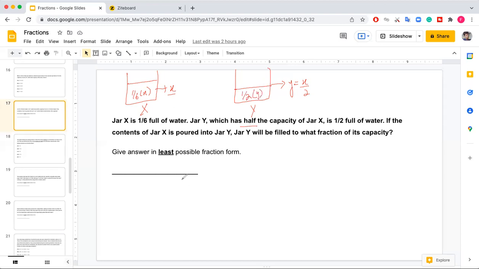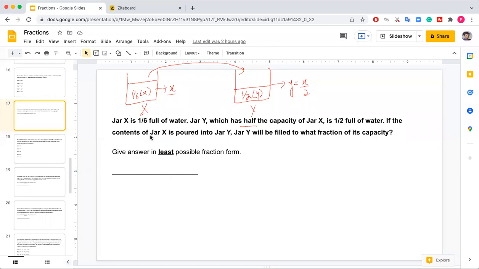Okay, so the next part is: if the content of jar x is poured into jar y, jar y will be filled to what fraction of its capacity? That's the question, right? Okay, so what should we do now? Take the LCM and consider a value.